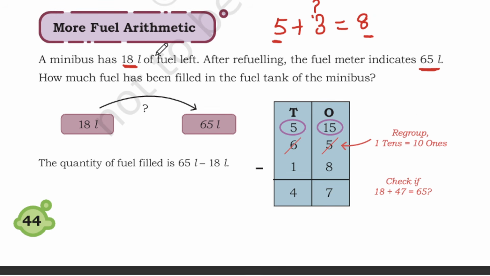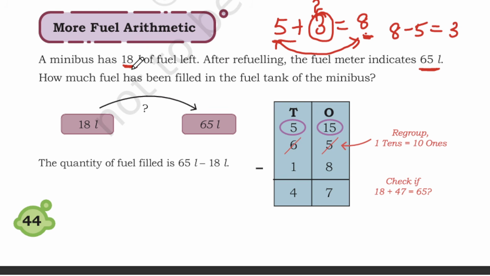So a minibus has 18 liters of petrol. For example, you imagine a minibus is having 5 liters of petrol. After refilling, the fuel meter indicates 8 liters. How much fuel has been filled in the fuel tank of the minibus? 3 liters of fuel has been filled. So how will we get this 3? We have to subtract 5 from 8. So subtracting 5 from 8, you will get the answer 3.